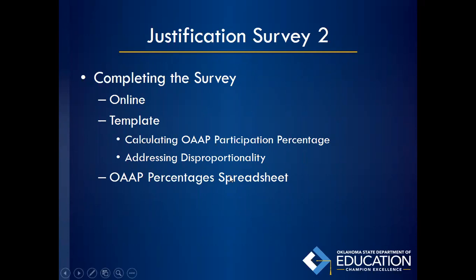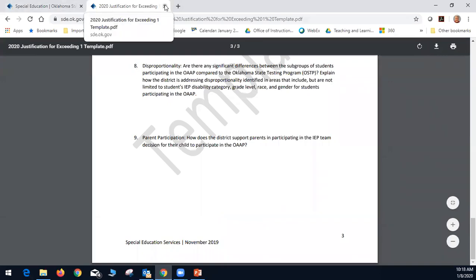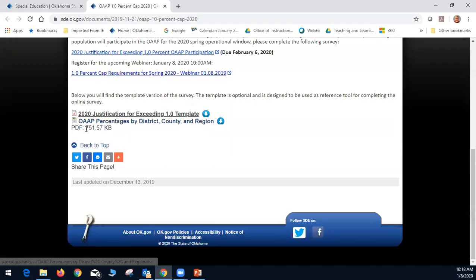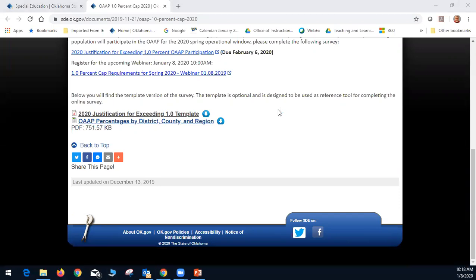One thing I should show you that I failed to mention. Let me go back. On the resource page, you will see OAP percentages by district, county, and region down here. This will give you some historical data for your own district, but it's also an opportunity to see how your district compares to other districts in your county and in your region. So say there's not some type of unique medical facility, and your county is pretty evenly distributed.